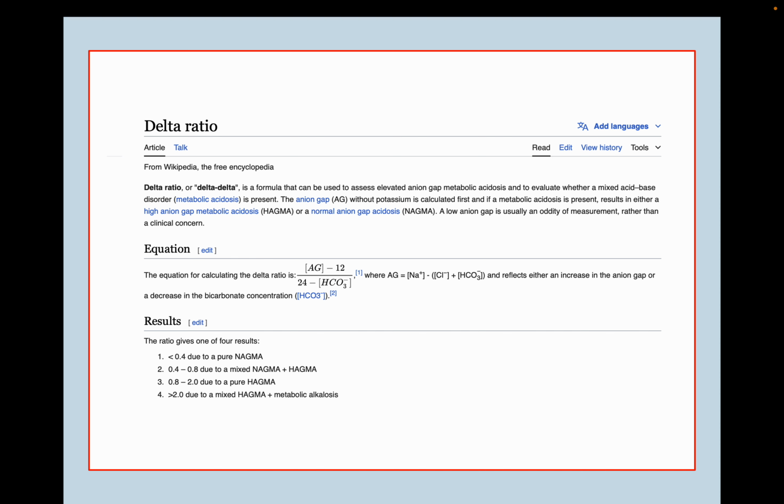But let's say the anion gap is more, so there is definitely acidosis. There is high anion gap metabolic acidosis, but bicarbonate did not change. The bicarbonate is only 22. There are only 2 changes, but the anion gap is very high. So in that there is a mixture of high anion gap metabolic acidosis with metabolic alkalosis. Since there is no change in bicarbonate, this ratio is helpful in differentiating NAGMA, HAGMA, and mixed changes of HAGMA plus metabolic alkalosis.